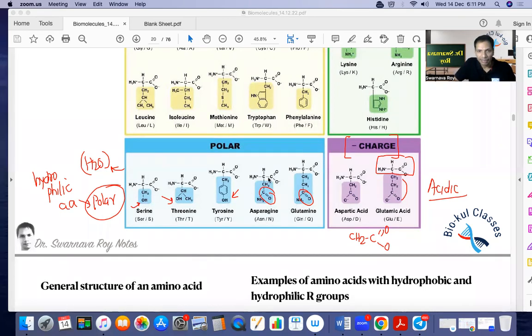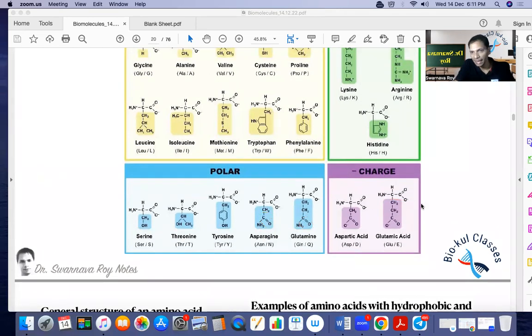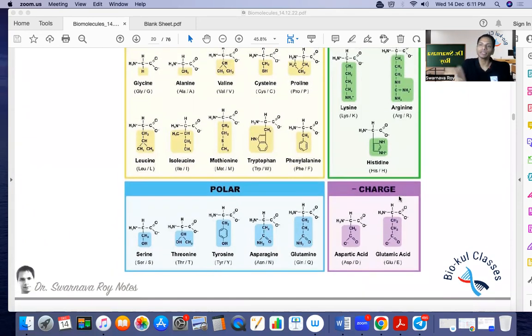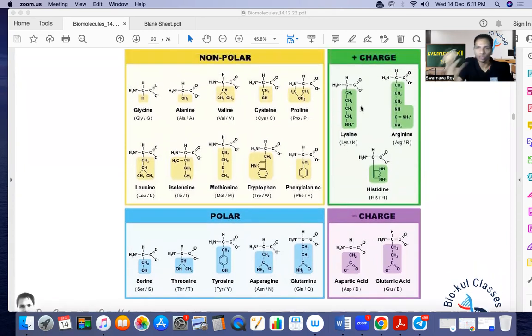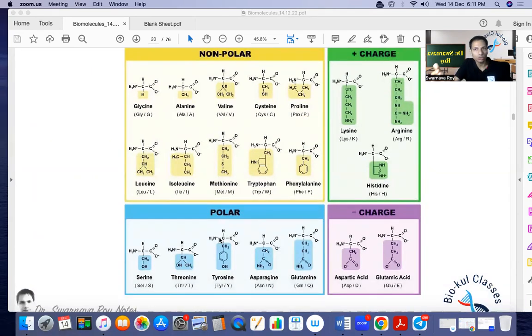So now we can understand that if a protein has more of these negatively charged amino acids, that protein will have acidic property. In the same logic, if a protein has these positively charged amino acids, it will have a basic property or an overall positive charge. If a protein has a lot of the non-polar amino acids, the protein will be hydrophobic. And if a protein has lots of polar amino acids, the protein will have attraction towards water, right?